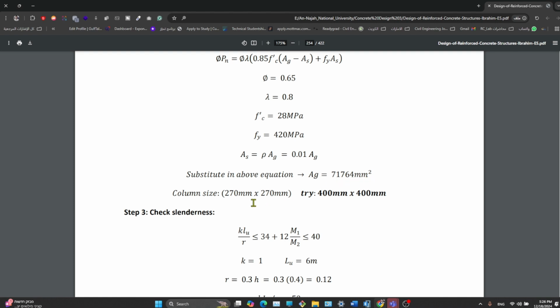If we now have this AG, if we consider 27 by 27 centimeters, it will give us this AG, but we enlarge it to 40 by 40 centimeters. Why? Because then we need to check that this size will have the capacity to resist the moment also. So we need to consider the moment later in our computation. Is that clear, this point?